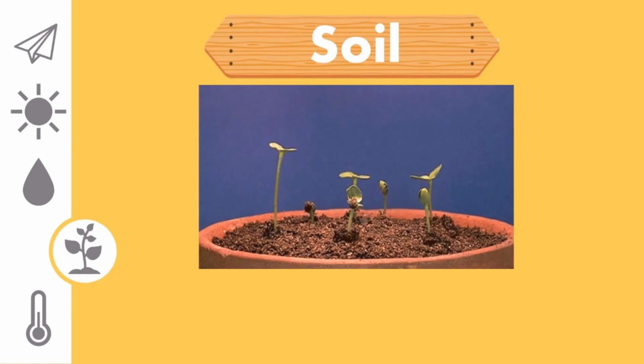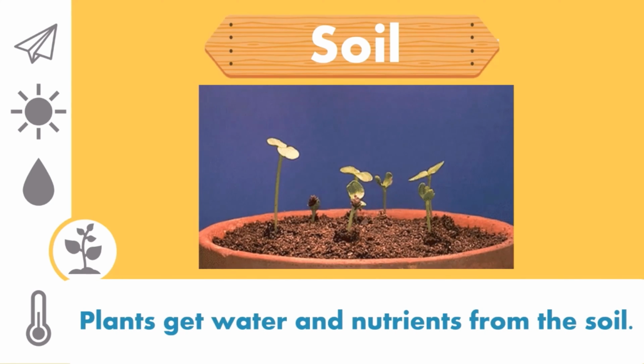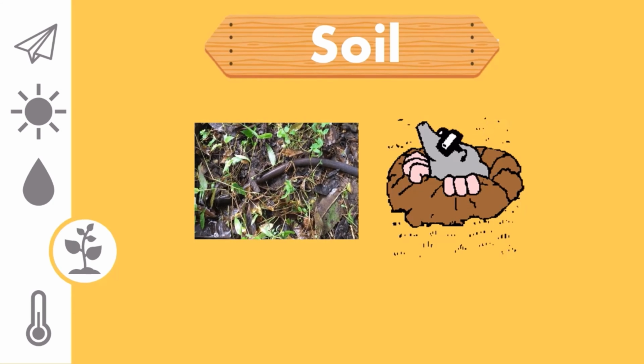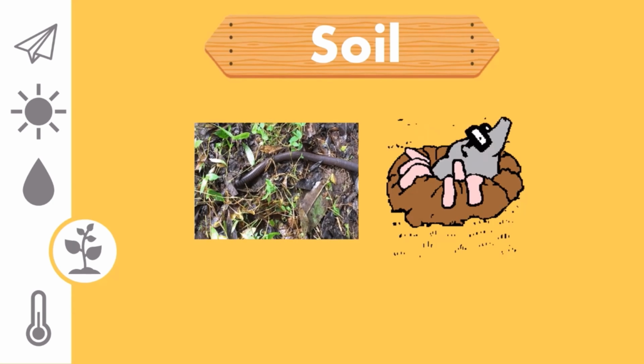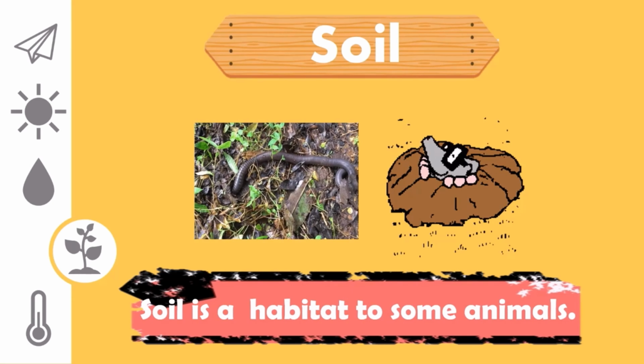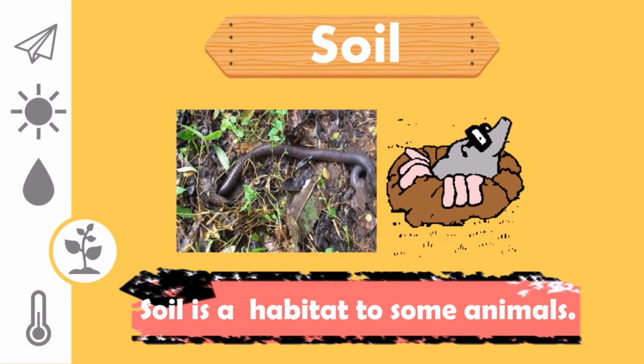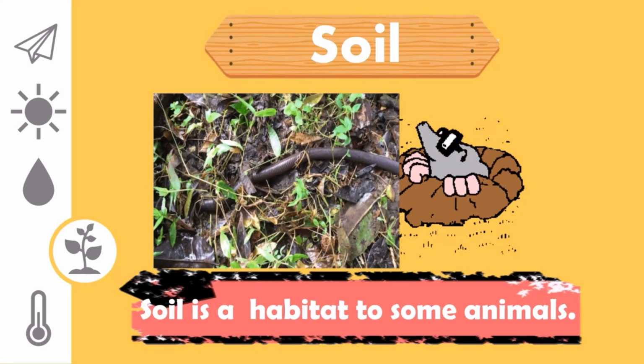Down to our fourth one, we have soil. Soil is a thin layer of material covering the surface of the earth. Most plants grow in soil. Soil also provides nutrients for plants to grow and reproduce. Now, soil is also a habitat to some animals, for example, earthworms and moths. Earthworms do not have eyes to see or ears to hear their surrounding. However, they sense their surrounding by using only their skin.